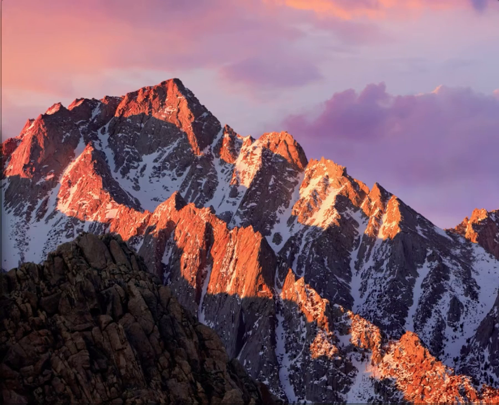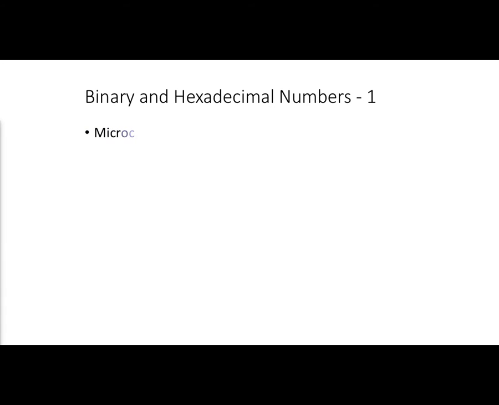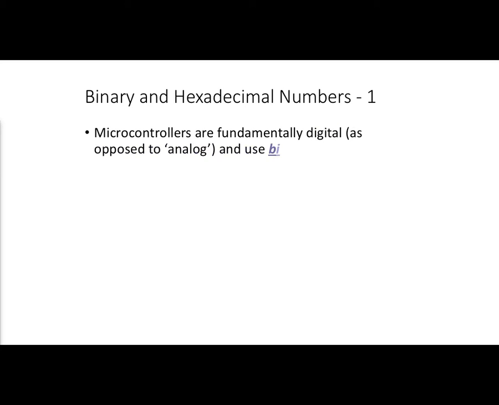Hi everybody. What I wanted to do here was give you a brief rundown of hexadecimal and decimal and binary and the area of Arduino programming. I call this little lecture the Role of Radix, where radix refers to the base of the numbering system that you're using for the programming. What we find is that binary numbers and hexadecimal numbers are typically used in microcontroller programming.